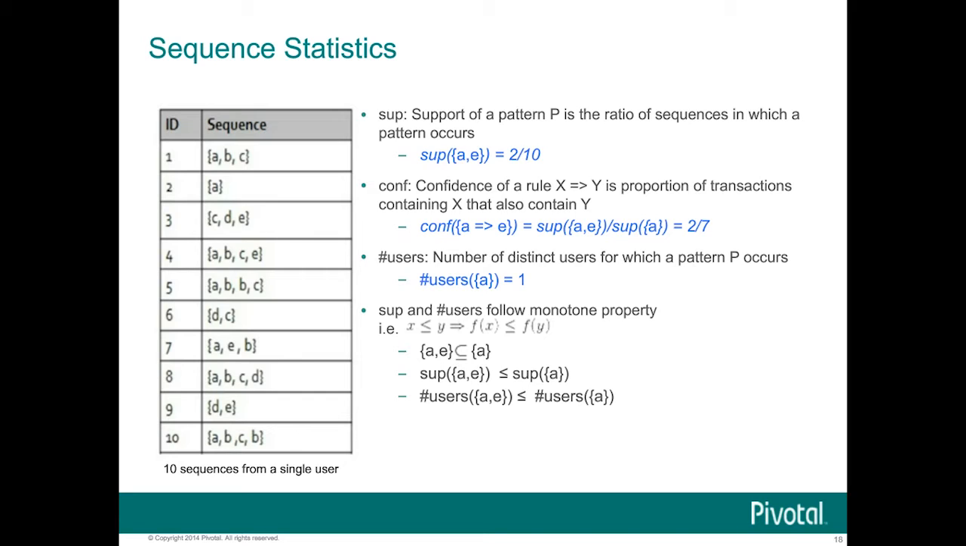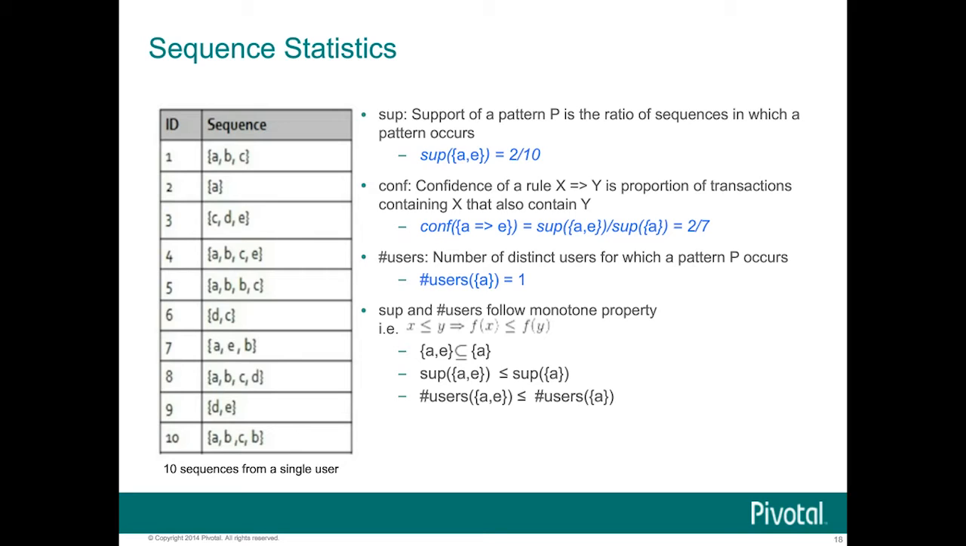Another feature that we use for building this algorithm is the number of users. The number of users is the number of distinct users for which a particular pattern P occurs. So assuming that the table is from a single user, the number of users for any pattern, say pattern A, would be 1. So these are some of the sequence statistics that we use for developing the algorithm, right? One other important thing that I want to point out is that in order to make the algorithm efficient, we make use of some facts about these statistics or the features.